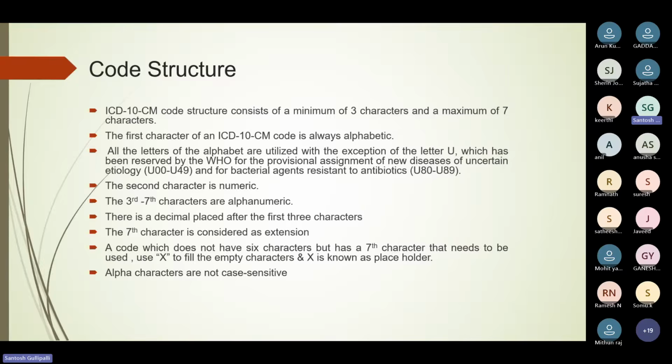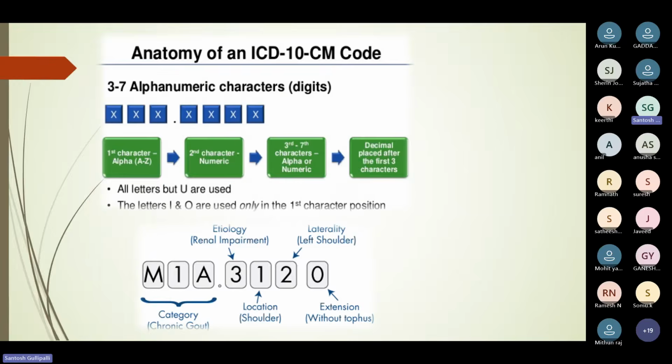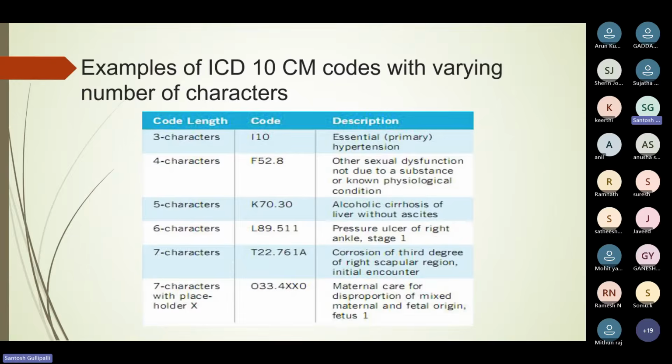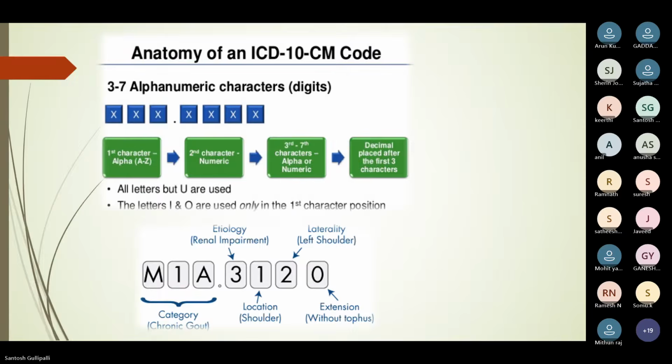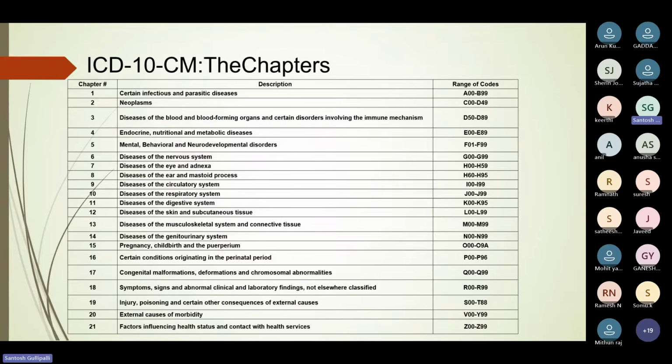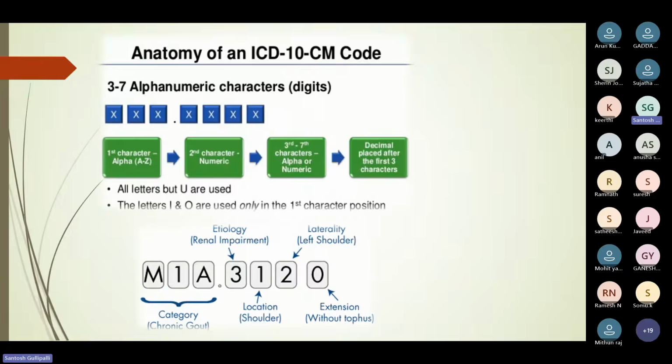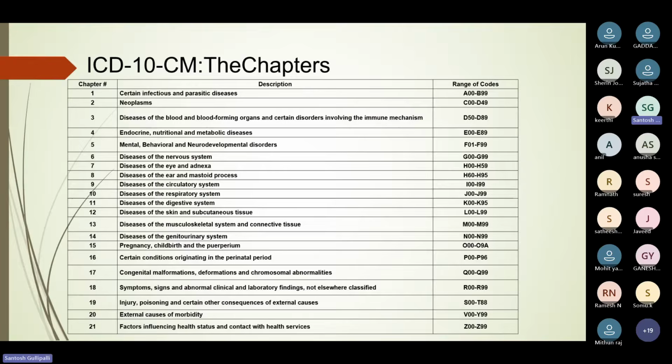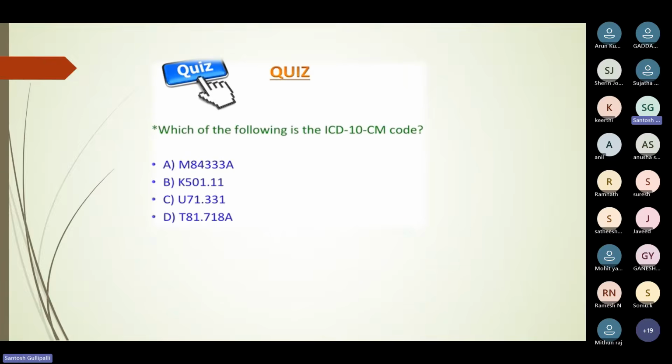In the code structure, they have given one question. So this is the ICD-10 code structure, guys. Coming to chapters: how many chapters are there in ICD-10-CM? This is also one of the basic interview pattern questions. Overall there are 21 chapters in ICD-10-CM.